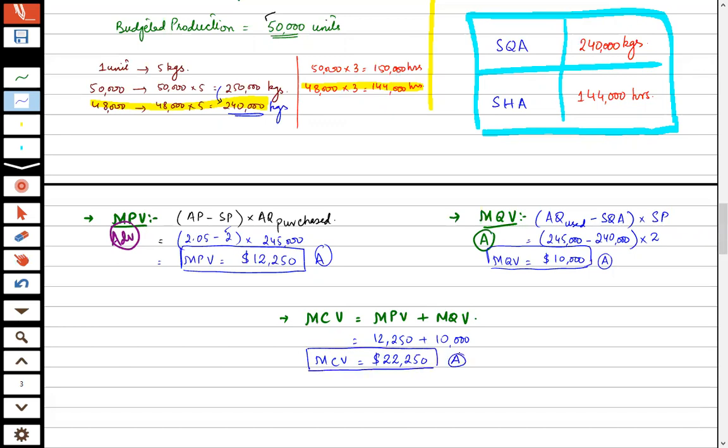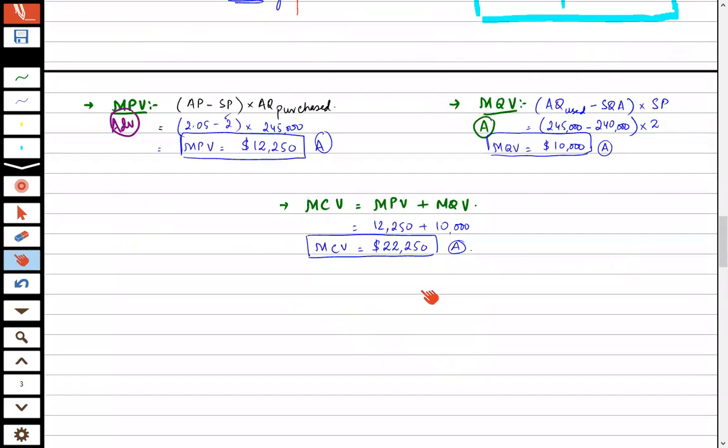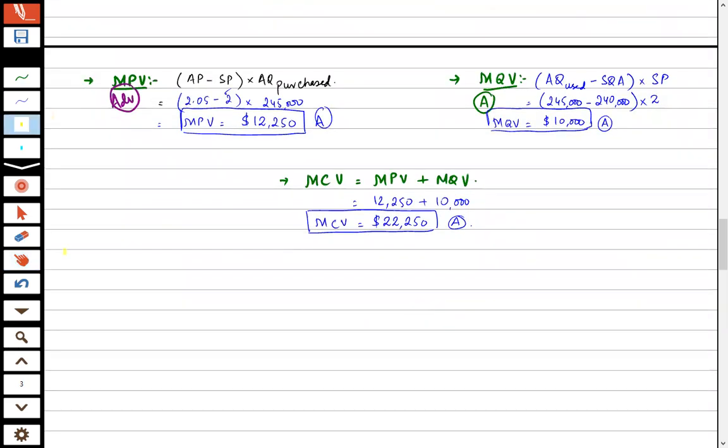That is also adverse. So in this way, material price variance and material quantity variance are calculated, and they are combined into material cost variance, or we may say it on a reverse basis, that is material cost variance is split into material price variance and material quantity variance. So that was about the material variances.